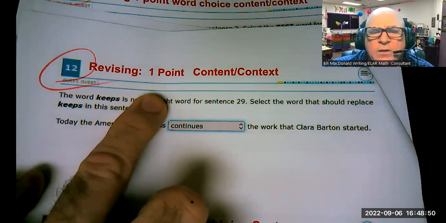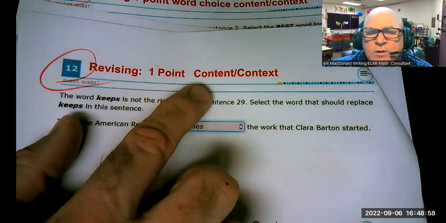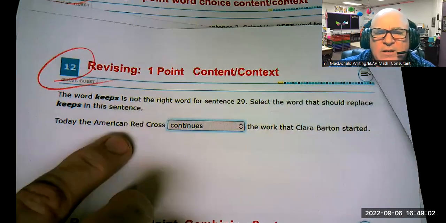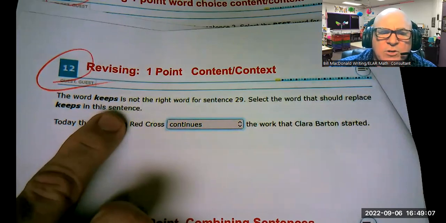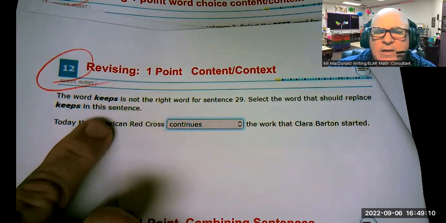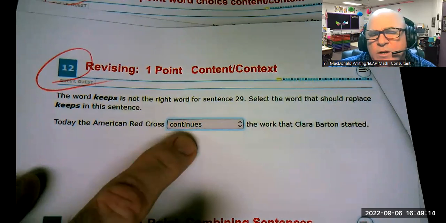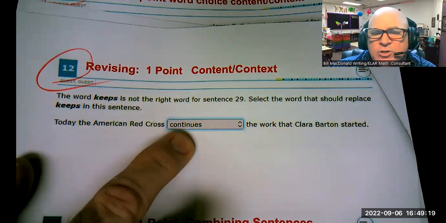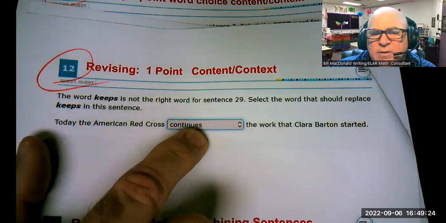So this one is, let's improve the content by reading it in context to see what the choice would be. The word keeps is not the right choice for sentence 29. Select the word that should replace keeps in this sentence. Today, the Red Cross keeps the work that Clara Barton started. No, they're still doing the work. So the best one for the context of the choices was continues. So your students would click the drop down menu.